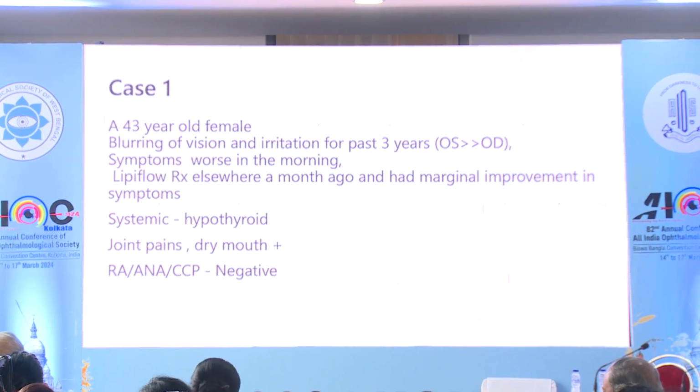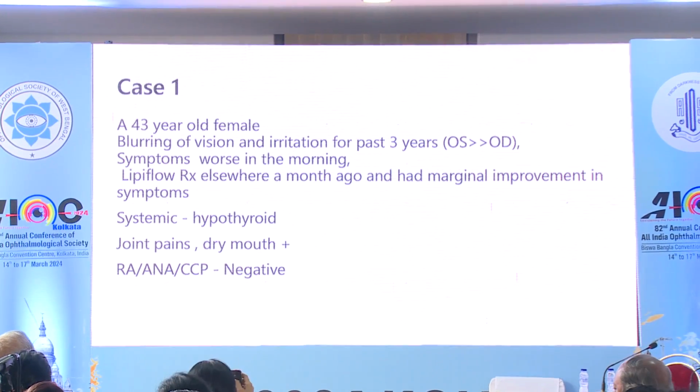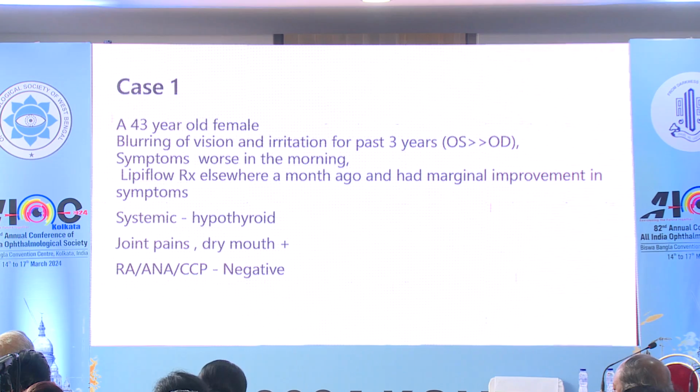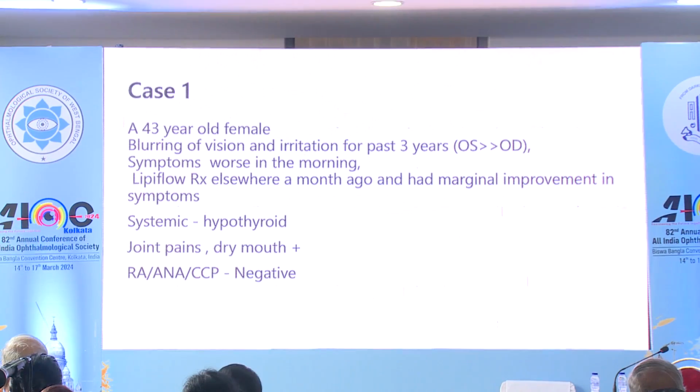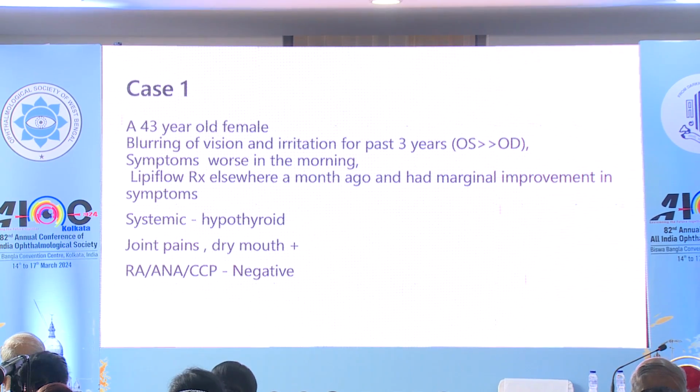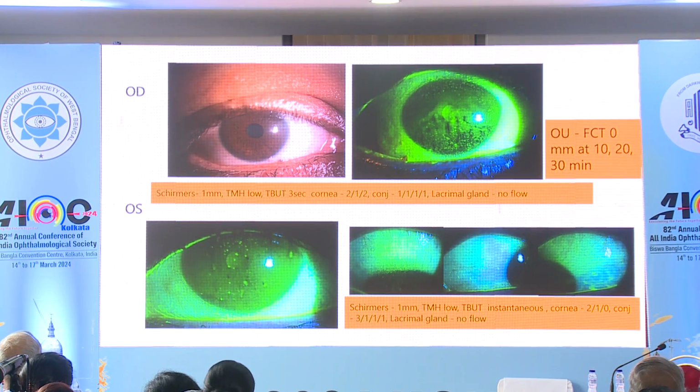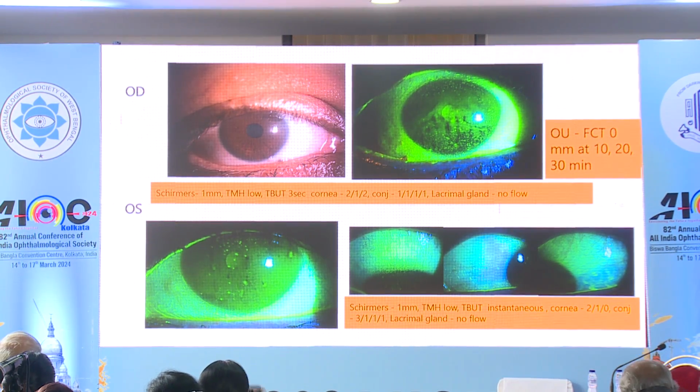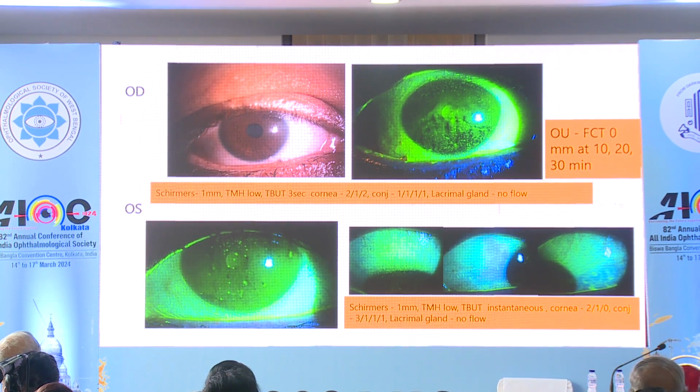This was a patient with joint pains, with dry mouth, with dry eyes. She already had a LipiFlow done elsewhere with very minimal improvement in symptoms. Serologically, she was negative. So this is the eye and the findings. So very low Schirmer's, TMH is low. There's a diffuse staining on the ocular surface, not much flow from the lacrimal gland.